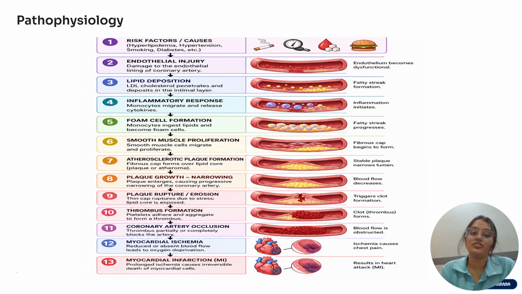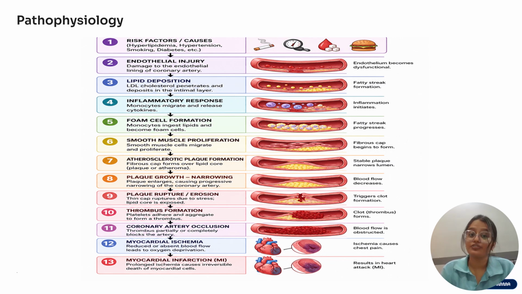Now the pathophysiology of myocardial infarction. Risk factors or causes, which are hyperlipidemia, hypertension, smoking, diabetes, etc., act as irritants and cause endothelial injury, damage to the inner layer of the endothelium of the coronary artery. Now the lipid deposition: LDL cholesterol is deposited and penetrates the inner layer. Then the inflammatory response: monocytes migrate, and all the inflammatory reactions take place.